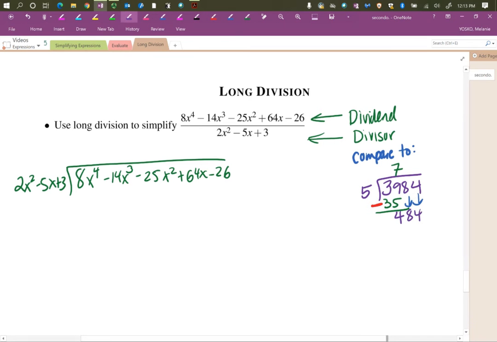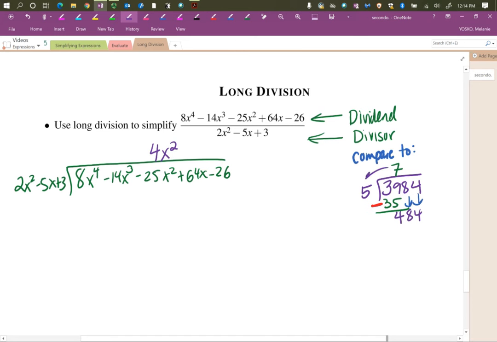So we're going to do the same thing over here. 2x squared minus 5x plus 3 multiplied by what gives me this expression? That's a lot to think about, so we're going to just look at the first terms. 2x squared times what gives me 8x to the fourth? Well, that's 4x squared. So 4x squared, and notice I'm lining it up above the x squared.